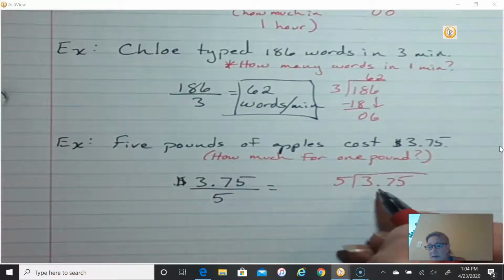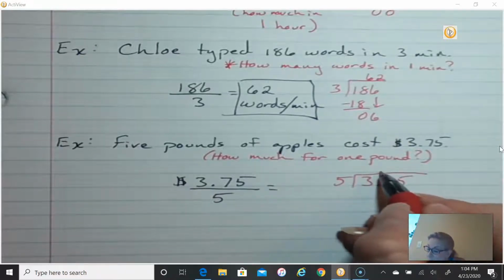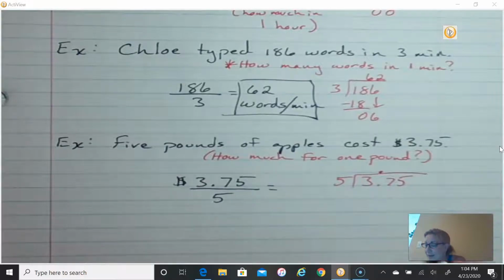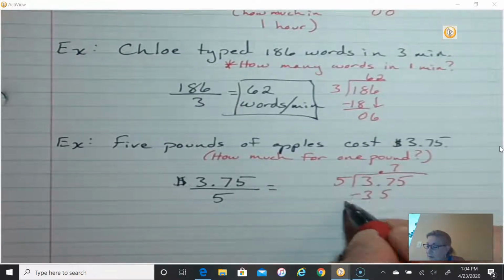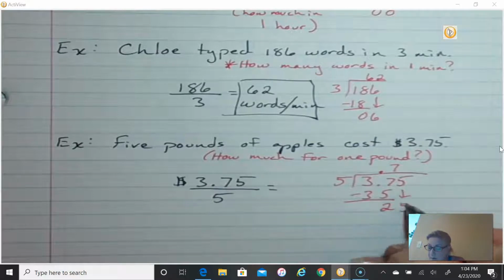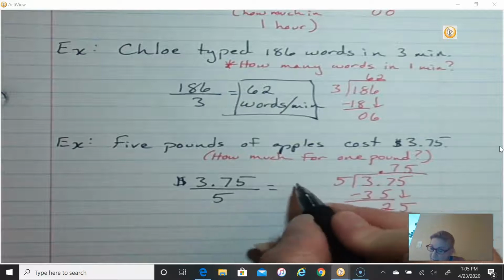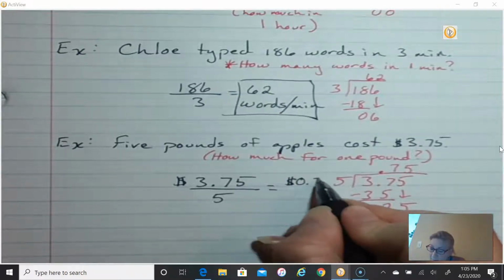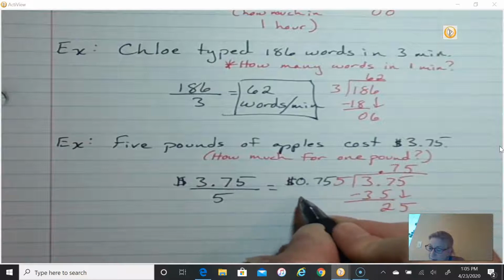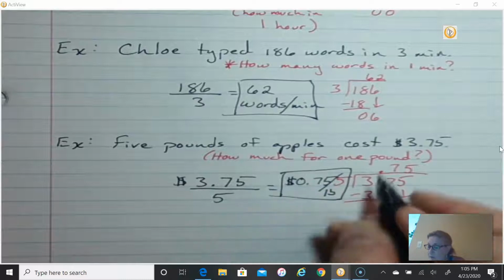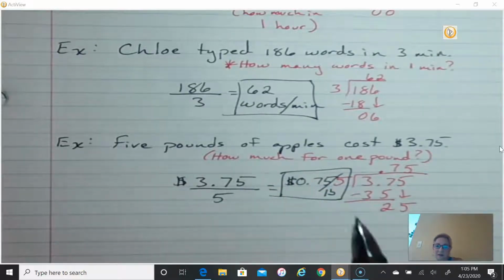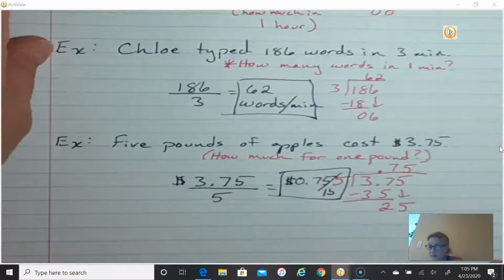Ramey, what do I do with this decimal? Put it right up on top. All right, so 5 goes into 37. How many times? 7 times. Subtract. 5 goes into 25 5 times. So it's 75 cents per pound. Ran out of room, sorry. Ignore that 5. So 75 cents per pound.